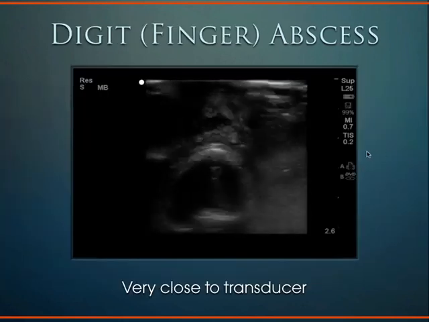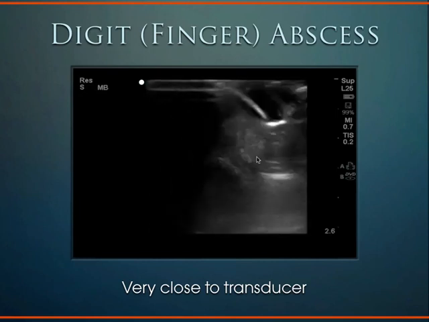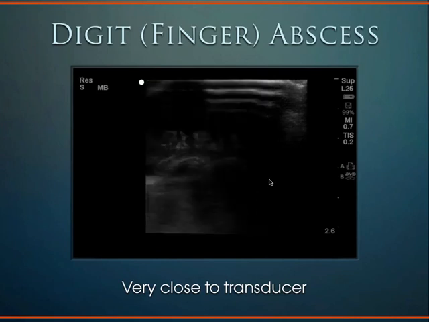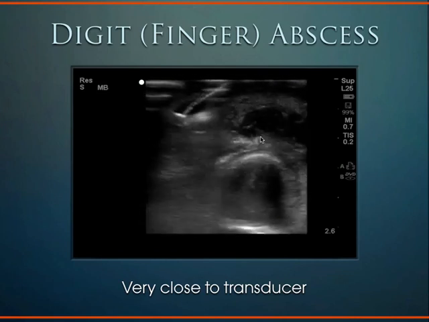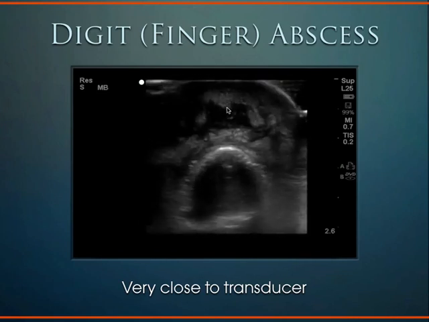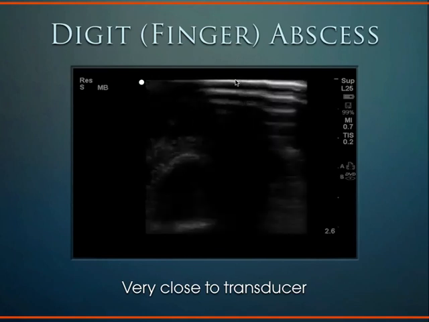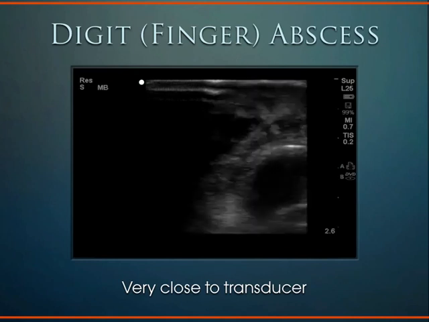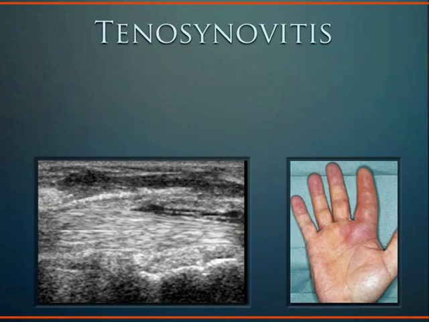Now here's a finger abscess. This is the bone of the finger seen right here, and superior to the bone, or anterior to it, we can see all this abscess material that's beneath the skin but above the bone. This patient had a very large finger abscess that we were able to drain successfully.